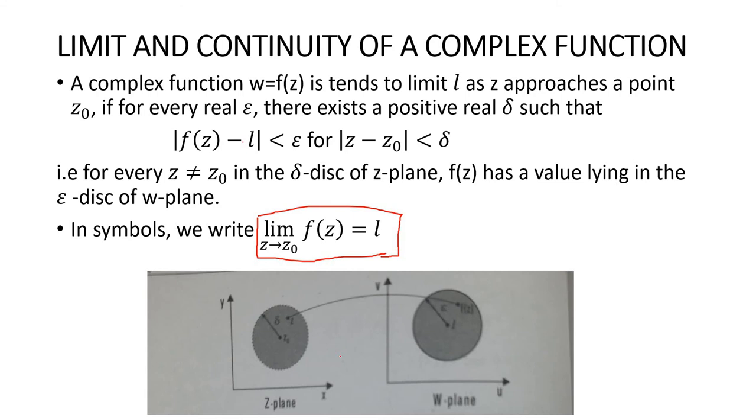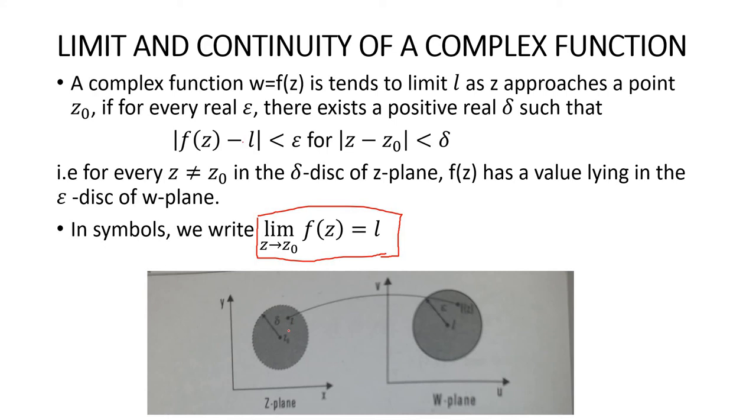And here is the figure representing the mapping of a complex function. In the z plane, z is a complex number, and in the w plane, f of z represents a complex number, and we denote it by w. So w equal to f of z. That means f maps the complex number z to f of z.